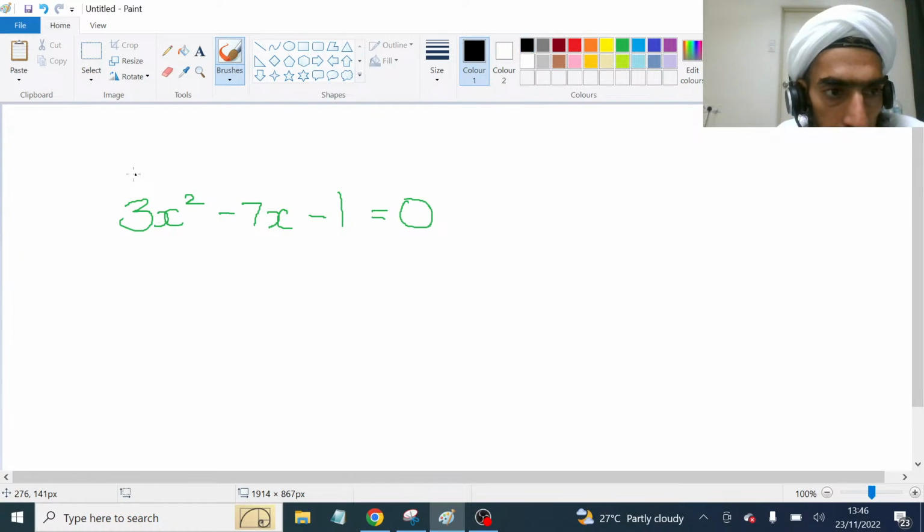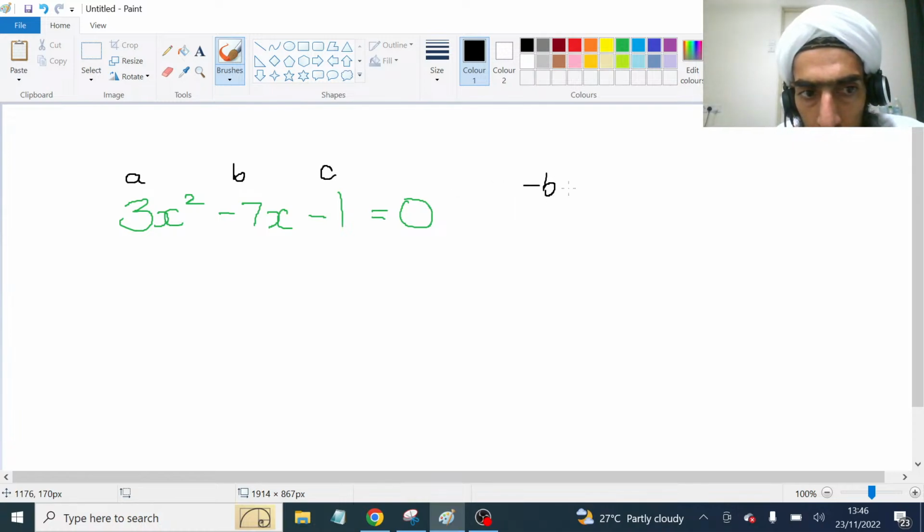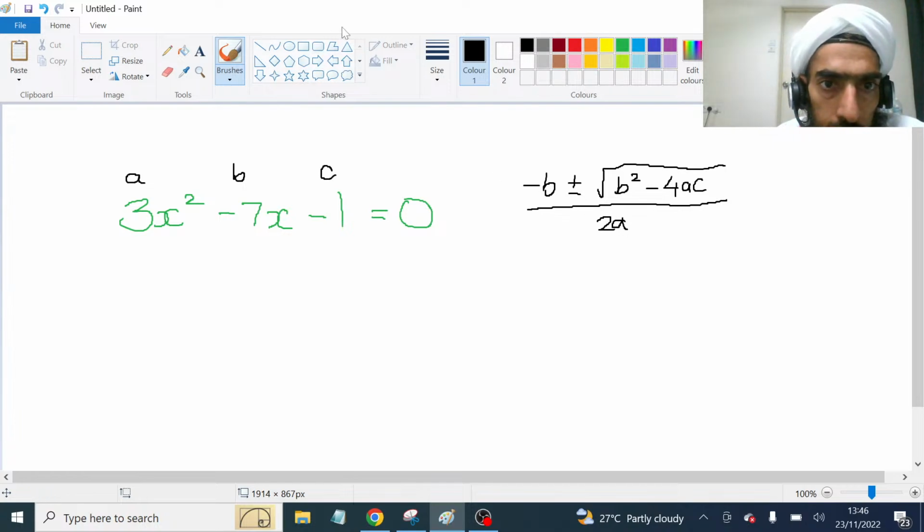The number before x squared is called a, the number before the x is called b, and the number without x or x squared, just the constant, is called c. Then the formula is minus b plus or minus square root. All of this has to be square rooted, so b squared, work that out, take away 4 times a times c, all of that worked out, then square rooted, and then all of that top bit has to be divided by 2a. So let's try that out.